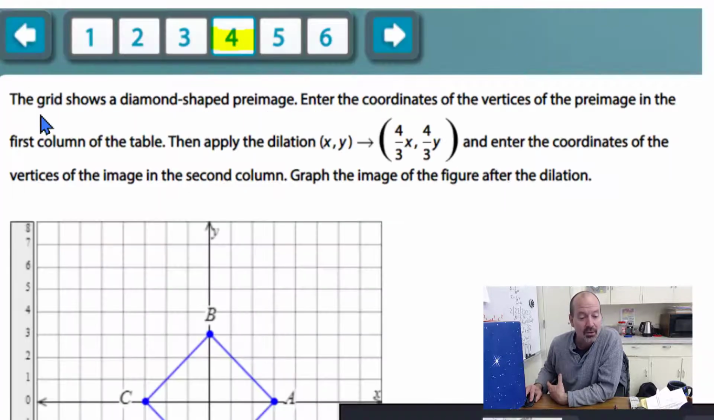It says the grid shows a diamond-shaped preimage. In other words, what you see on your screen, that's what they started with. It's the original. They want us to enter the coordinates of the vertices of the preimage in the first column of the table, and then apply a dilation of 4/3 x and 4/3 y, and enter the coordinates of the vertices in the second column. And then we're going to graph this figure. So let's get started here.